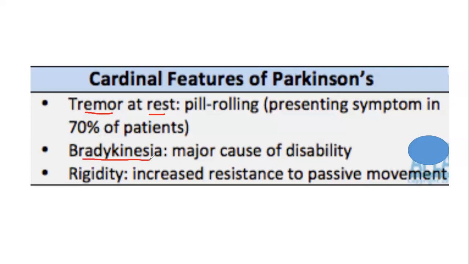Bradykinesia means slow movement. This is the major cause of disability. And also rigidity, increased resistance to passive movement. So there are 3 cardinal signs. One is resting tremor, bradykinesia, and rigidity.